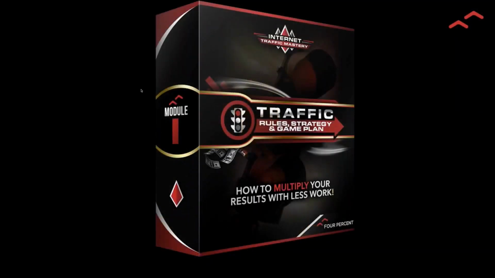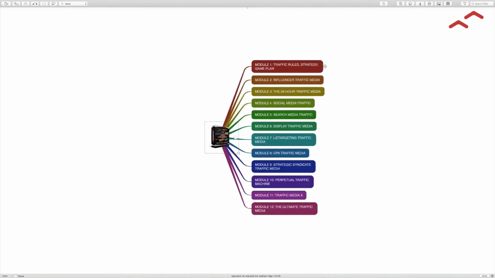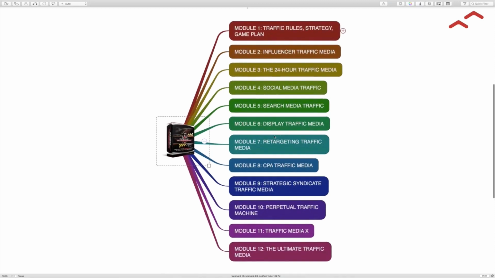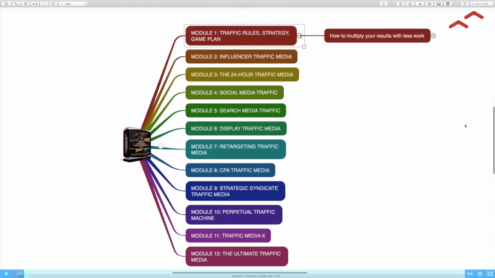Here is what we've got. We're just going to keep it workshop style here. Oh my goodness, look at all these 12 modules, right? We're going to start with number 1 here: rules, strategy, game plan, and then we're going to get to specifics. However, let me pre-frame it for you, okay?